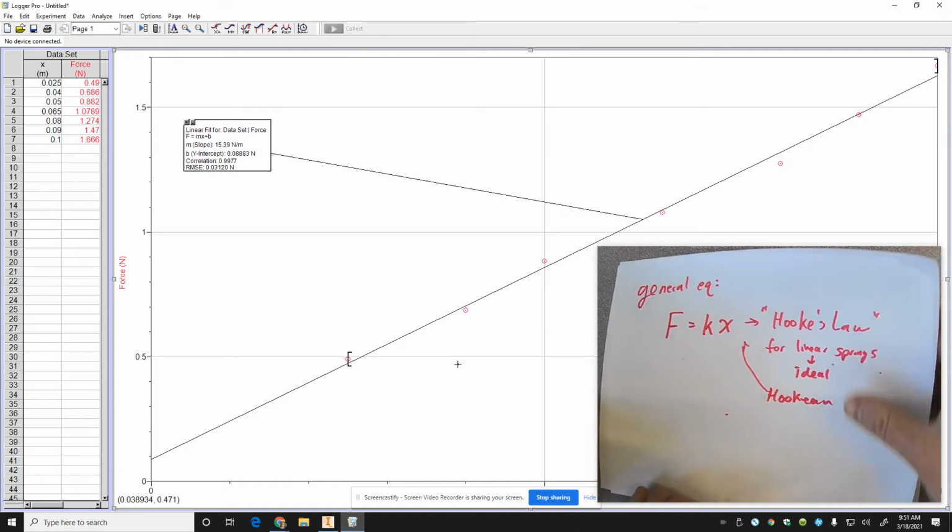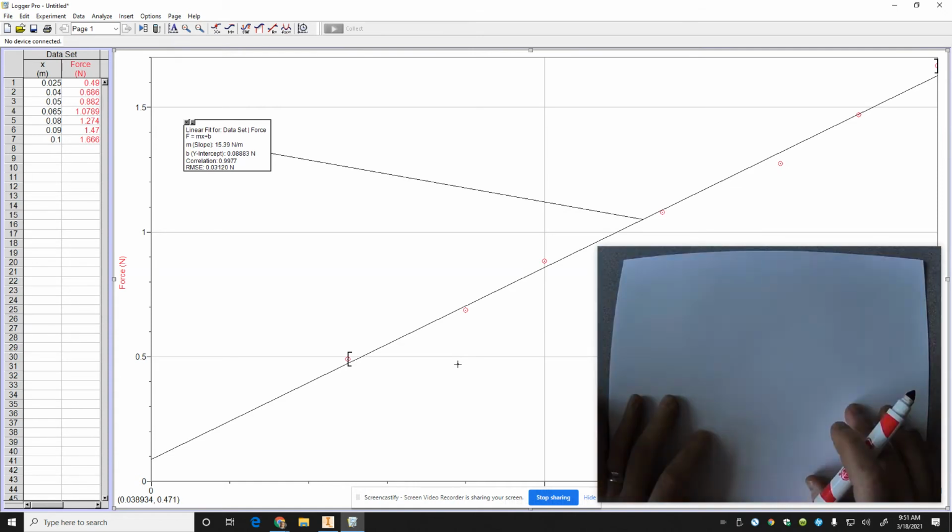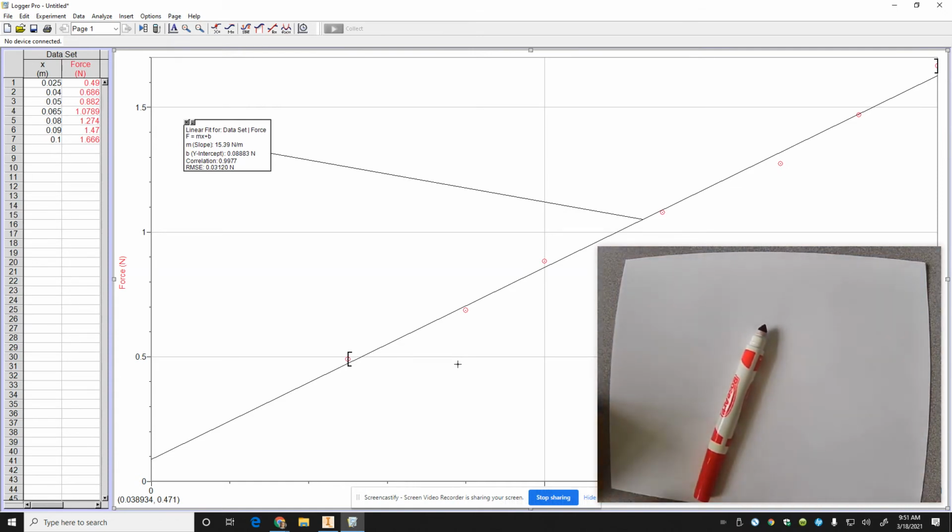There's that. One last thing to do here and talk about is tie this together with energy. My lights just turned off. Hold on one second.